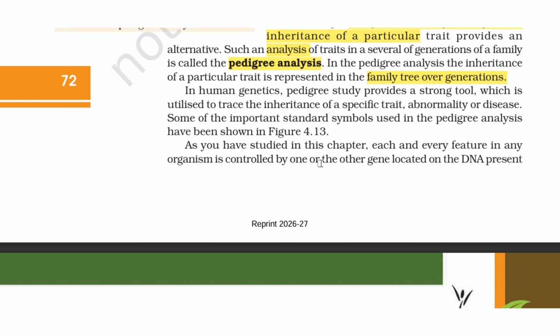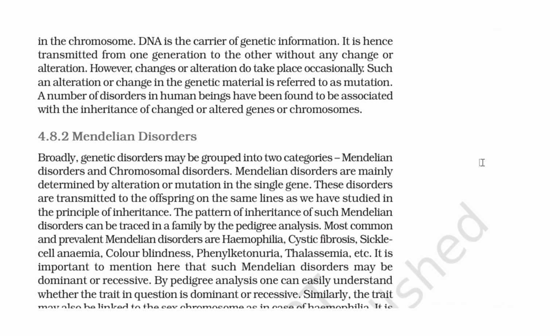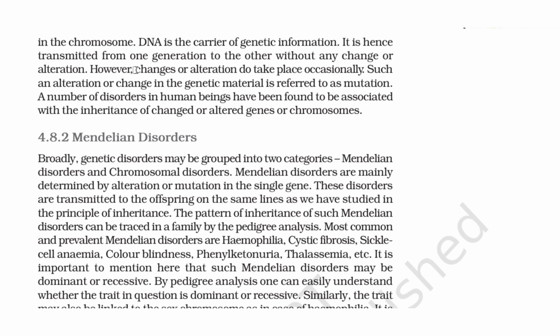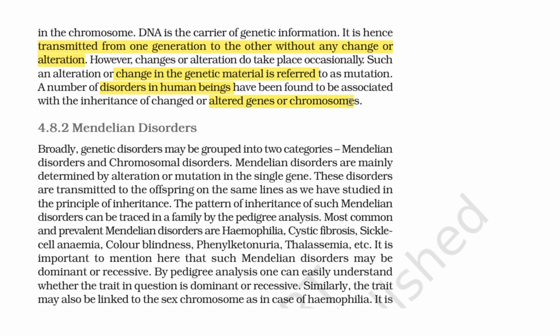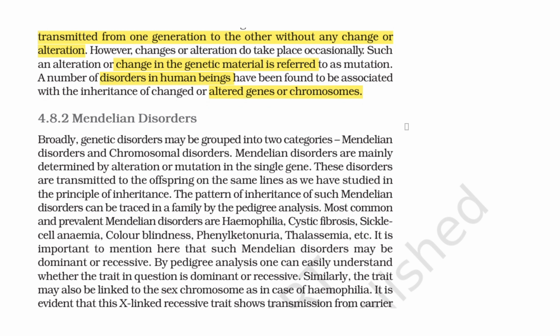As you have studied in this chapter, each and every feature in any organism is controlled by one or the other gene located on the DNA present in the chromosome. DNA is the carrier of genetic information. It is hence transmitted from one generation to the other without any change or alteration. However, changes or alterations do take place occasionally. Such an alteration or change in the genetic material is referred to as mutation. A number of disorders in human beings have been found to be associated with the inheritance of changed or altered genes or chromosomes.